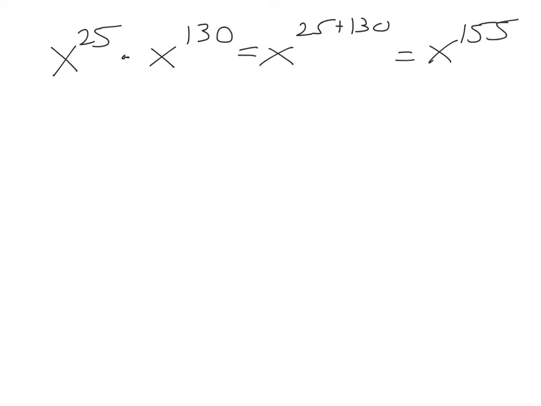155th. And if you think about the problems we just did, when I did 3 to the 4th times 3 to the 5th, 4 plus 5 was 9, which was 3 to the 9th. And c squared times c cubed, which gave me c to the 5th, 2 plus 3 was 5. So that actually worked.